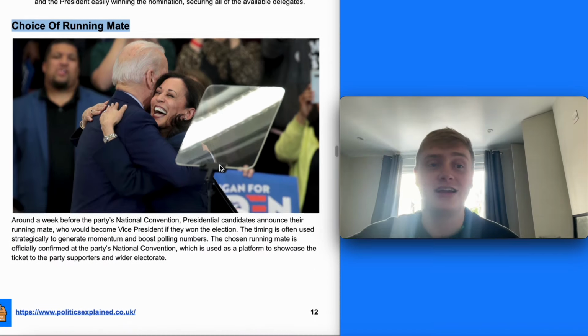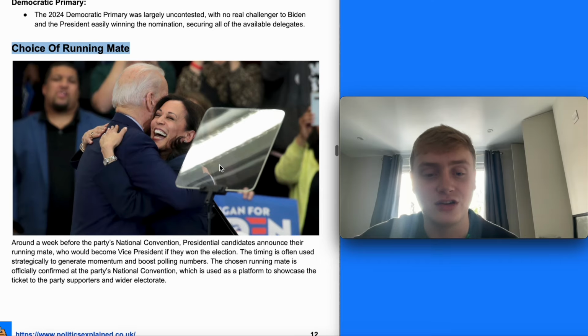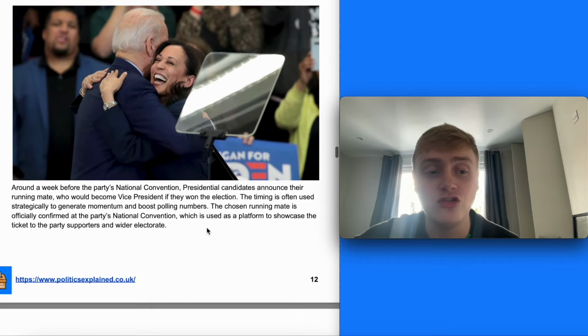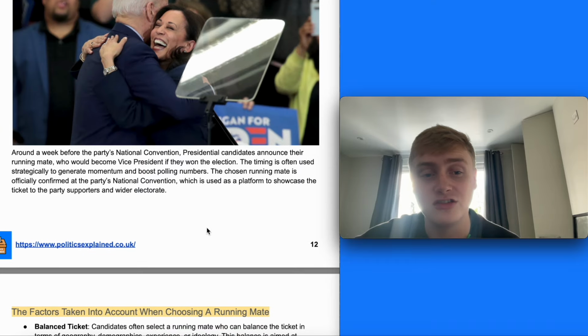The next key part of the presidential election process is the choice of running mate. Around a week before the party's national convention, once the candidate has been selected, they must announce their running mate, who will become vice president if they win the election. The timing is often used to generate momentum and boost polling numbers, and the chosen running mate is often confirmed at the party's national convention, which is used as a platform to showcase the ticket to the party supporters and the wider electorate.